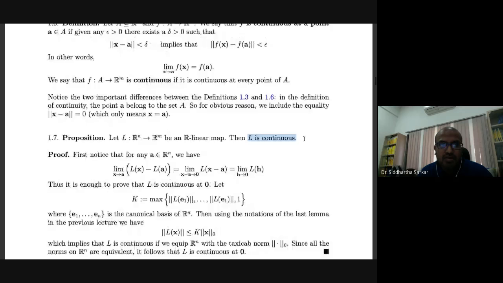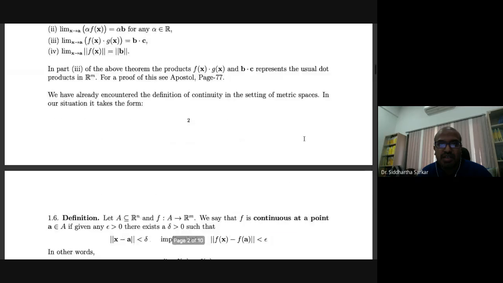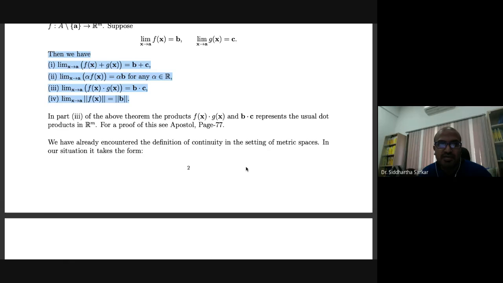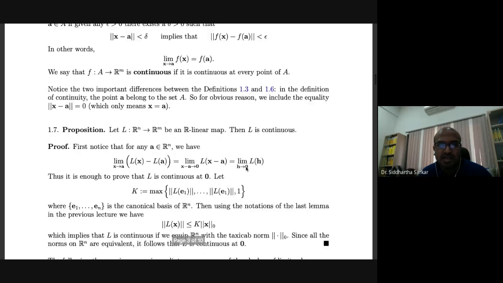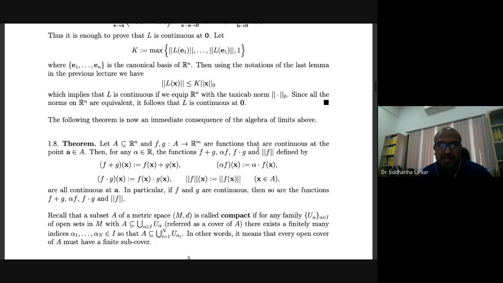Okay, so one of the immediate applications of the techniques of the proof of this limit algebra is this. If you have two functions f and g that are continuous at a particular point, then the sum function is continuous at this particular point as well. So for example, if you define scalar multiple, dot product and norm just defined like this, they turn out to be continuous at a as well. This is an immediate consequence of this limit algebra and the definition of continuity over there.